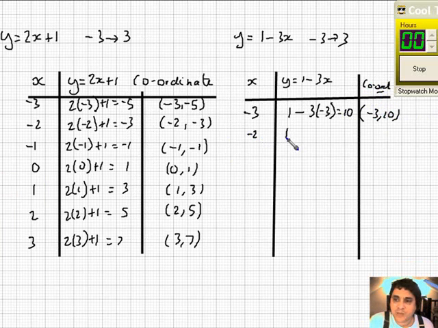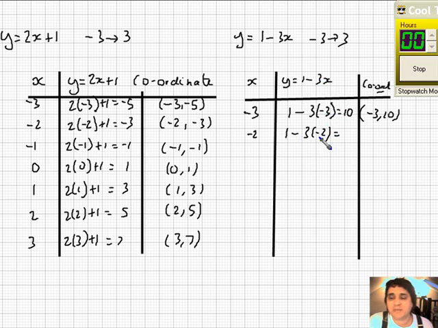Now -2. 1 take away 3 lots of -2. Notice the 3 is not going to change because it's 3x. We're just changing the x value each time. So -3 times -2 is +6. 1 plus 6 is 7. I've got the point -2, 7. Again, you'll be able to spot the trends.